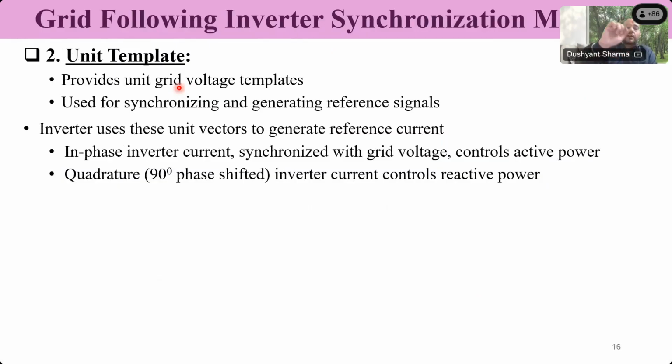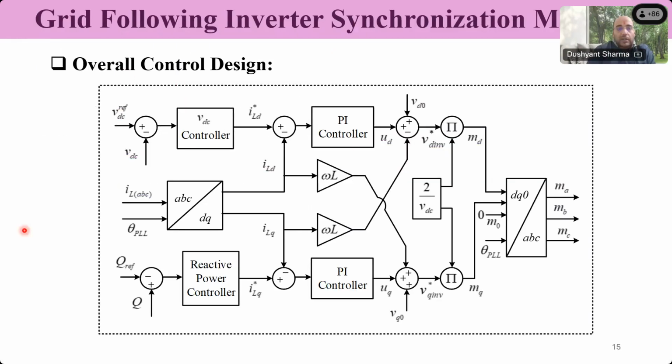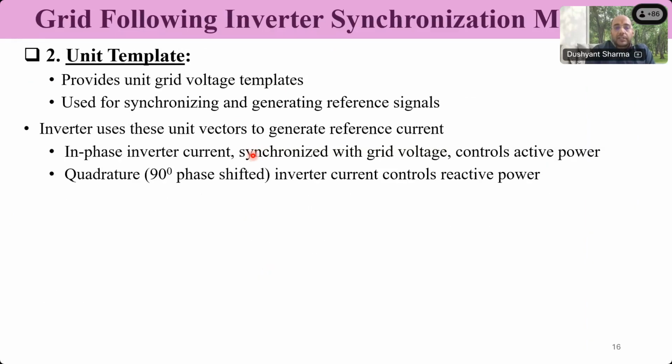Then I will get a current reference in the ABC domain. So here, up to this point, we were discussing current reference in the DQ domain. Now I'll get a current reference in the ABC domain. Similarly, this current, which is in the ABC domain, is just multiplied by a unit waveform. This unit waveform is obtained.